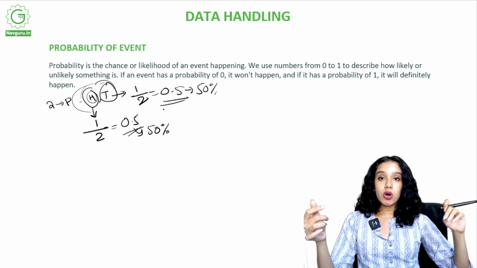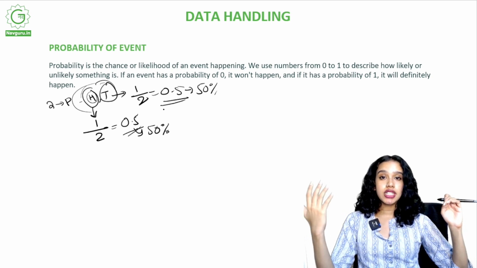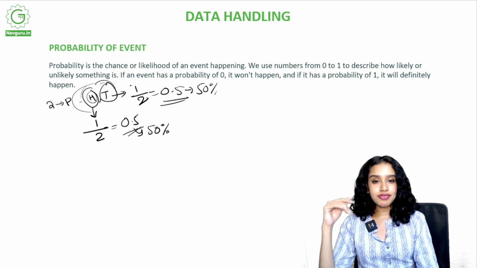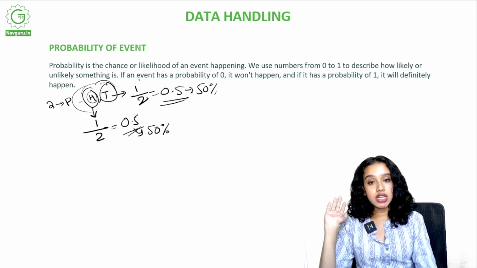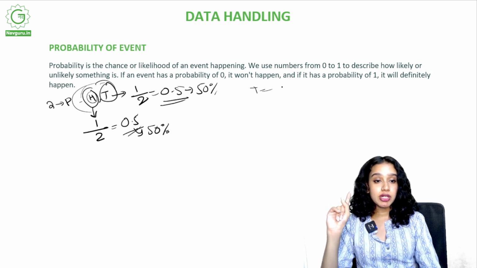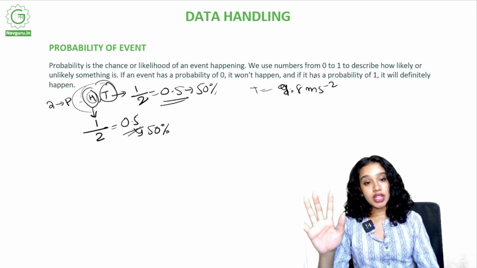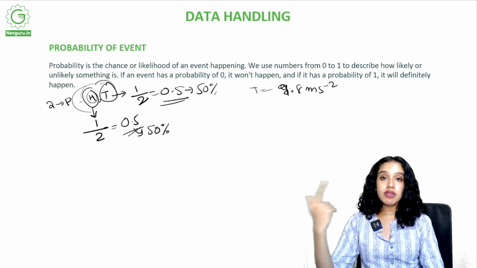A probability is said to be 100% or 1 if it's definitely going to happen. Just like we talked about the simple pendulum experiment, the probability of getting 9.8 meters per second squared as the acceleration due to gravity of the earth, in an ideal situation, is 100%, because why? It's a constant, and it's only one outcome.